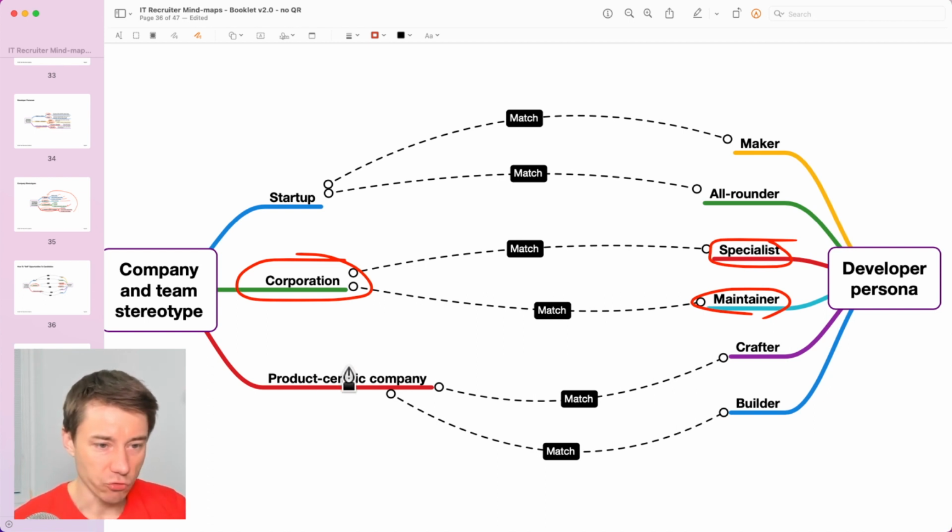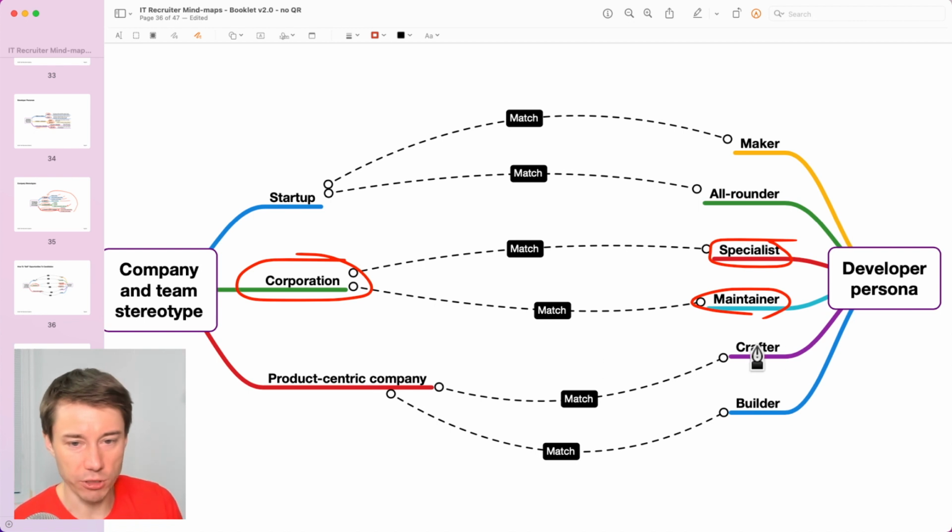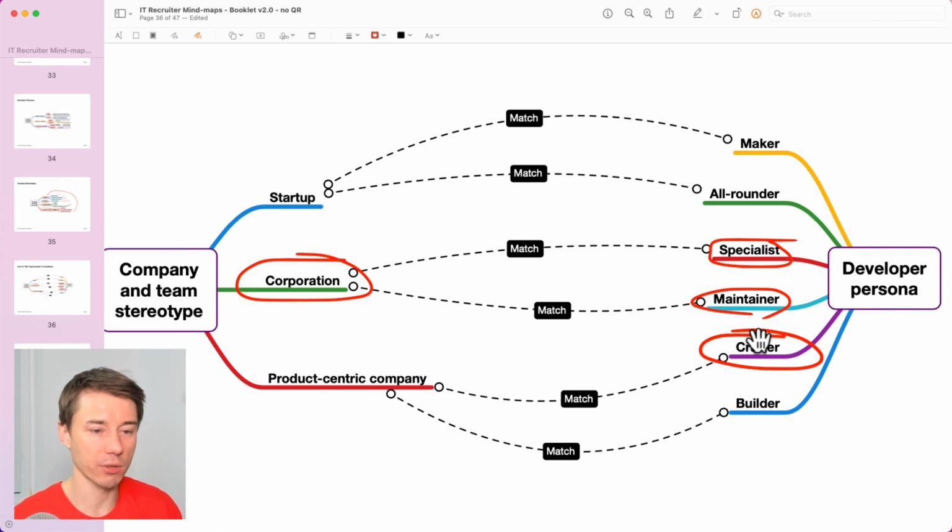Thinking of a product-centric company, some company that develops their in-house product, some high-tech product, well, we would be looking, for example, for crafters, people who can really thoroughly think it through and develop it properly according to the latest best practices and the world-class coding standards with the proper documentation and unit tests in place. Like some of these people who are really proud about how it is done.